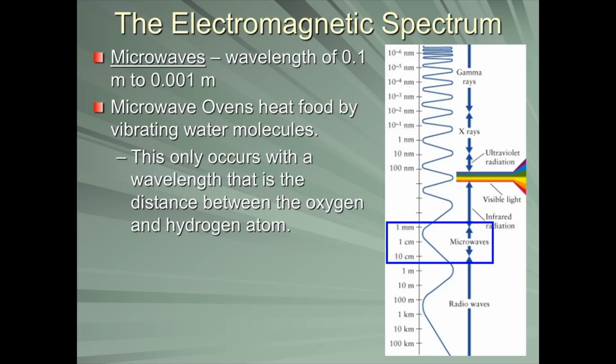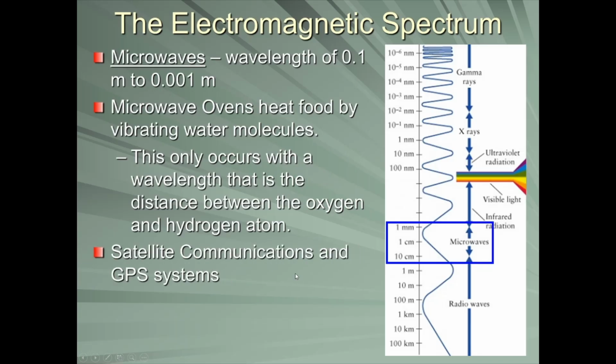It's basically shaking that water molecule violently on an atomic level, to the point where that water molecule is now generating heat. And when it's generating heat, it's going to start heating up your food. So that's the way a microwave oven works. We also use microwaves for satellite communications and GPS systems.